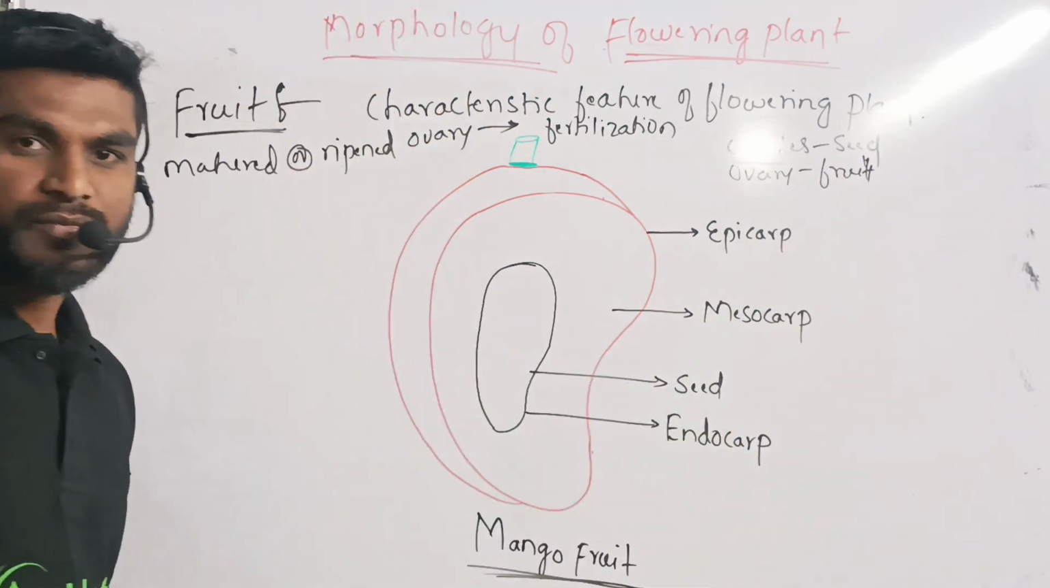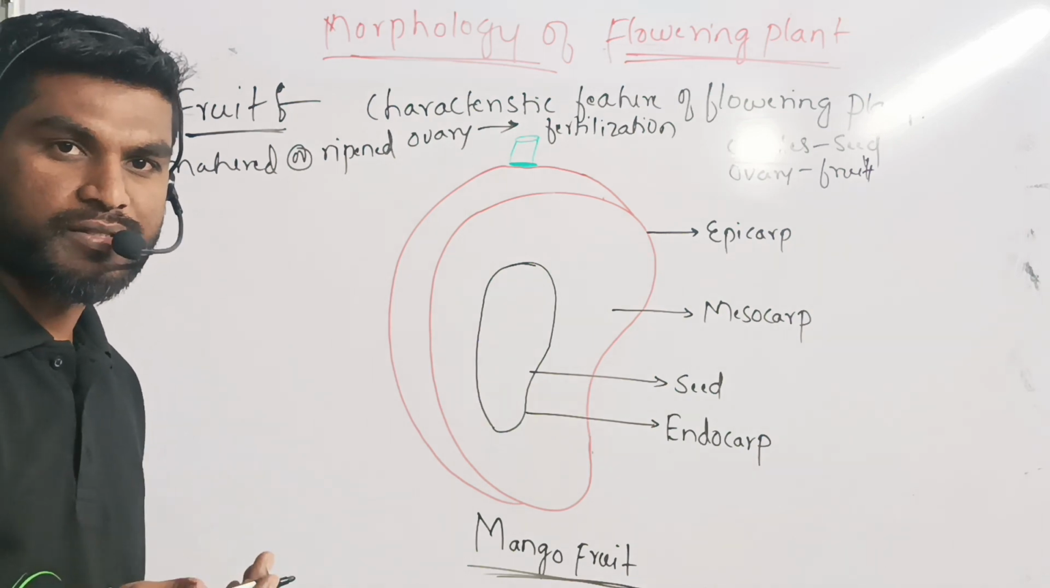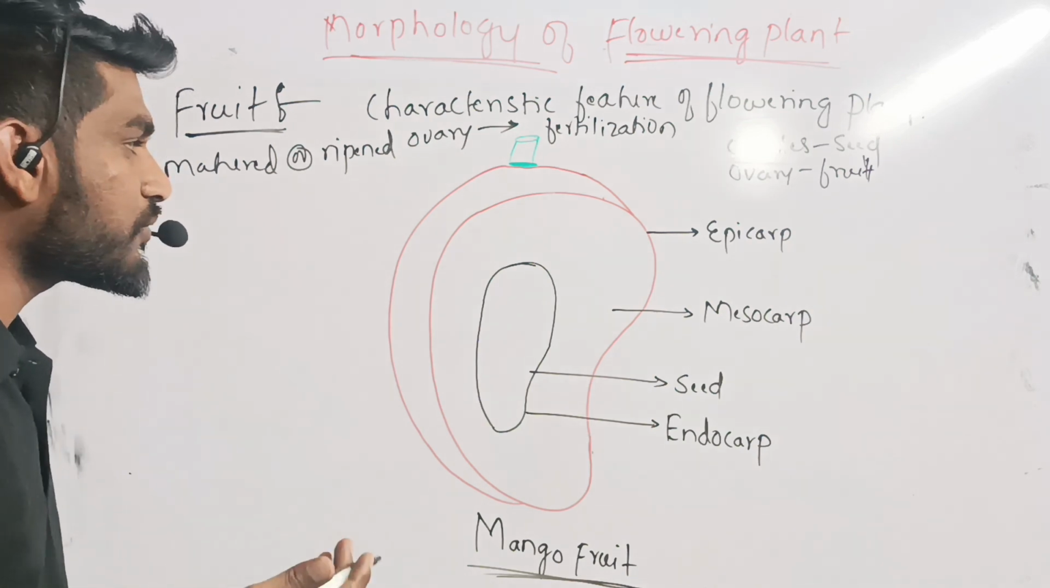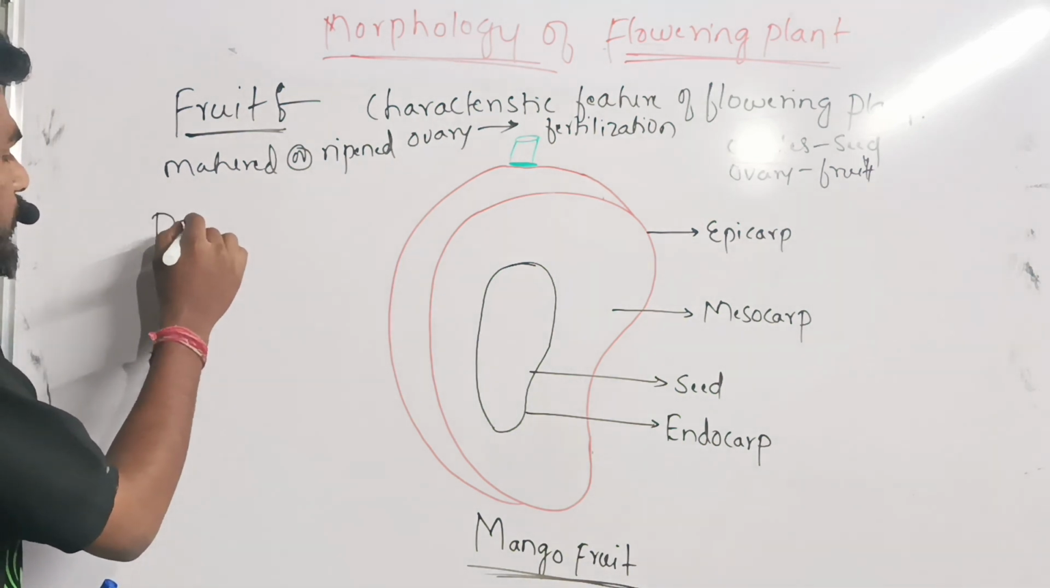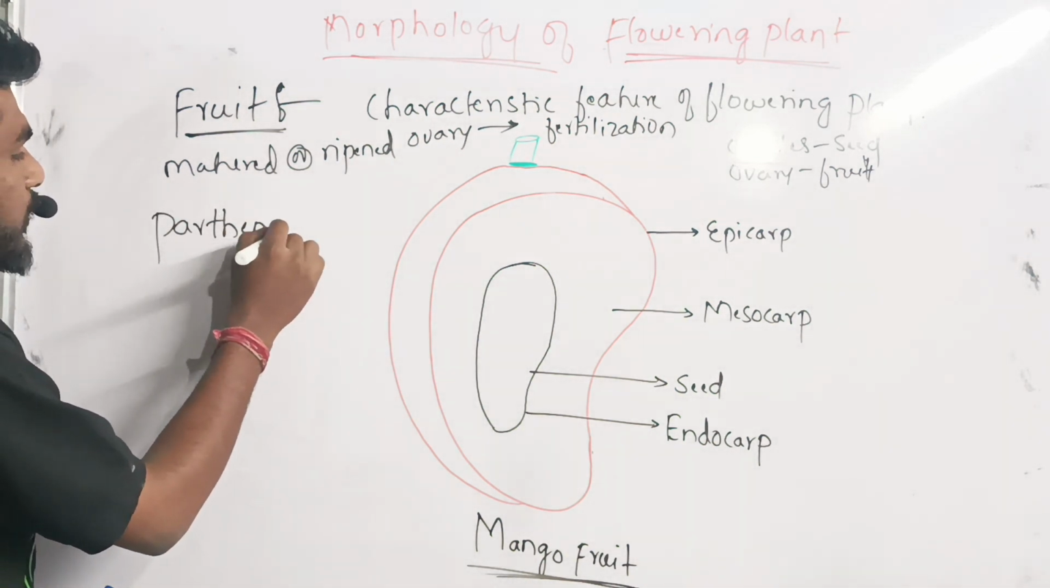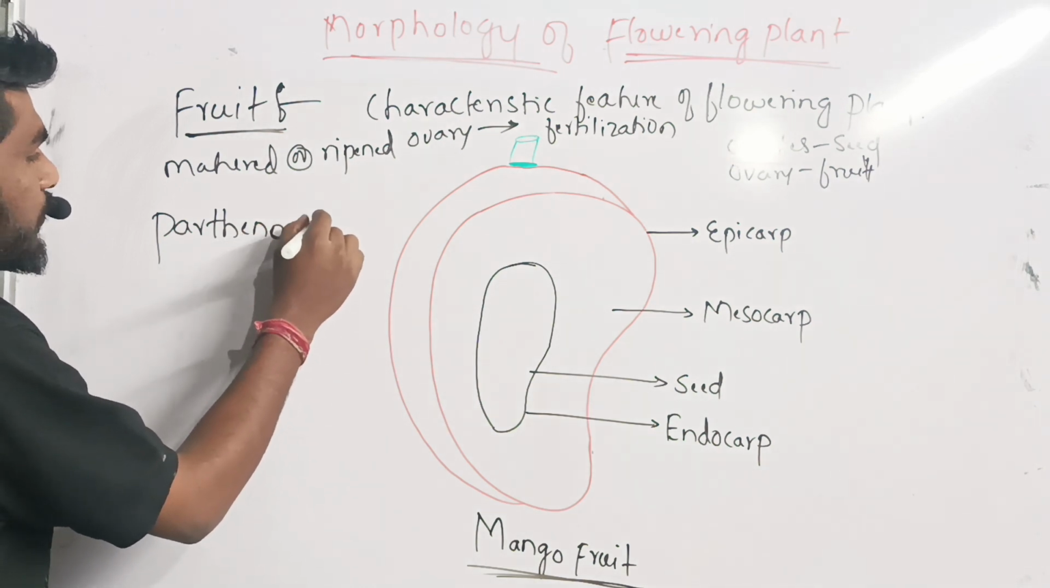If fruit is forming without fertilization, such fruits are known as parthenocarpic fruits. What are we calling them? Parthenocarpic fruit.